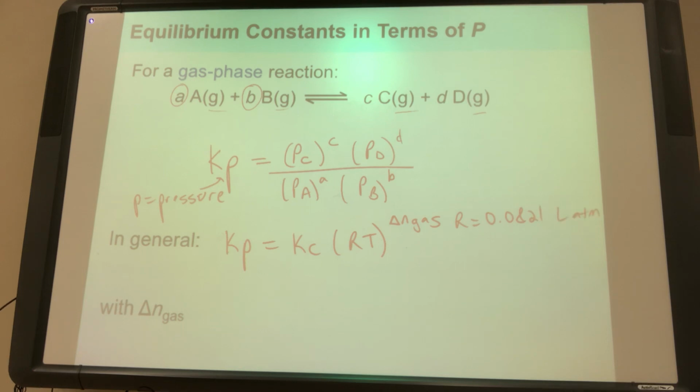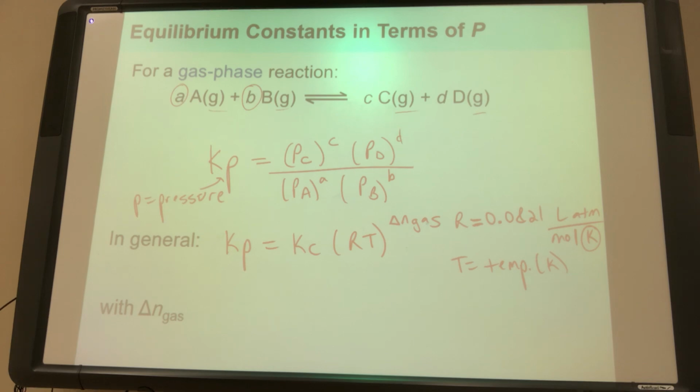Liters, atmosphere, mole, Kelvin. So remember, that's just on the back of your periodic table or in the back of your book there. T is going to be temp. And if this is in Kelvin, then your T needs to be in Kelvin.